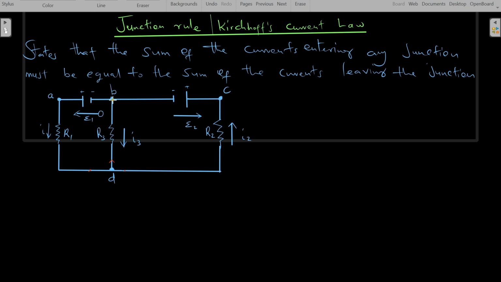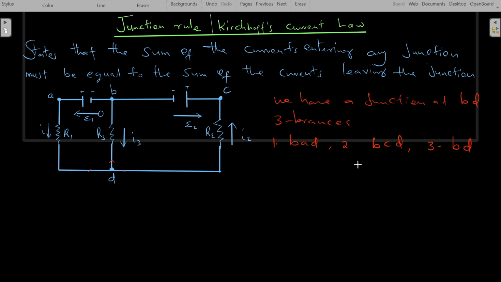We have a junction at BD, okay? So I'll just indicate this. We have a junction at BD and we have three branches connecting the same junction. So we have three branches connecting these junctions, and the branches are: the first branch as BAD, the second branch as BCD, and the other branch as BD.